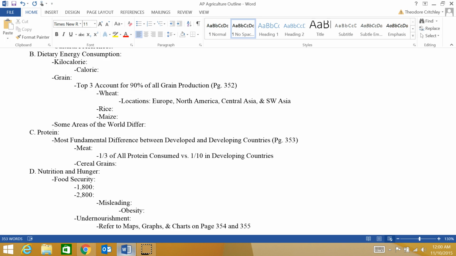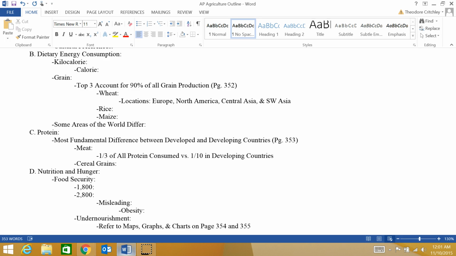Dietary energy consumption, okay? Essentially what they're telling you here, it's a big fancy way of saying total amount of food that an individual consumes. That's it. So when we talk about the dietary energy consumption, we're talking about the total amount of food that an individual will consume. What we're really doing is we're measuring things in kilocalories. Internationally, they're called kilocalories. Here in the United States, we just call them calories. It's the same thing. We don't have to do any metric conversion. They're exactly the same thing.